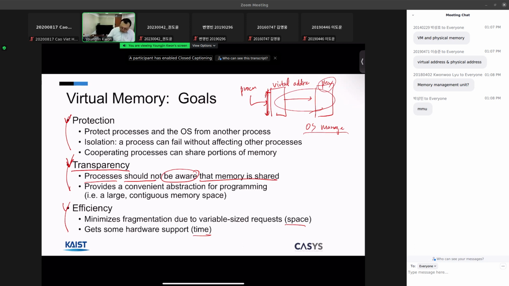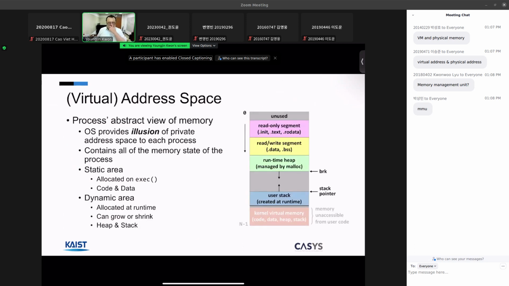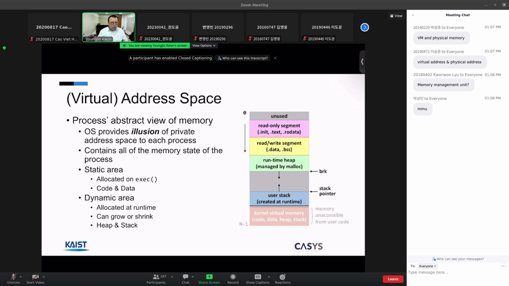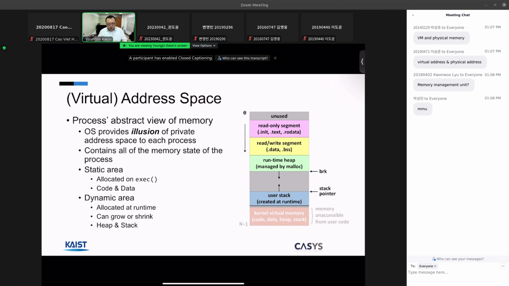So let's talk about that. All right, so address space. Some parts of this lecture overlap with the protection lecture. For that part I can give you a brief explanation, but some parts do not overlap. So let's look at the virtual address space. If you zoom in on the virtual address space, it is just an illusion of a private, per-process space.